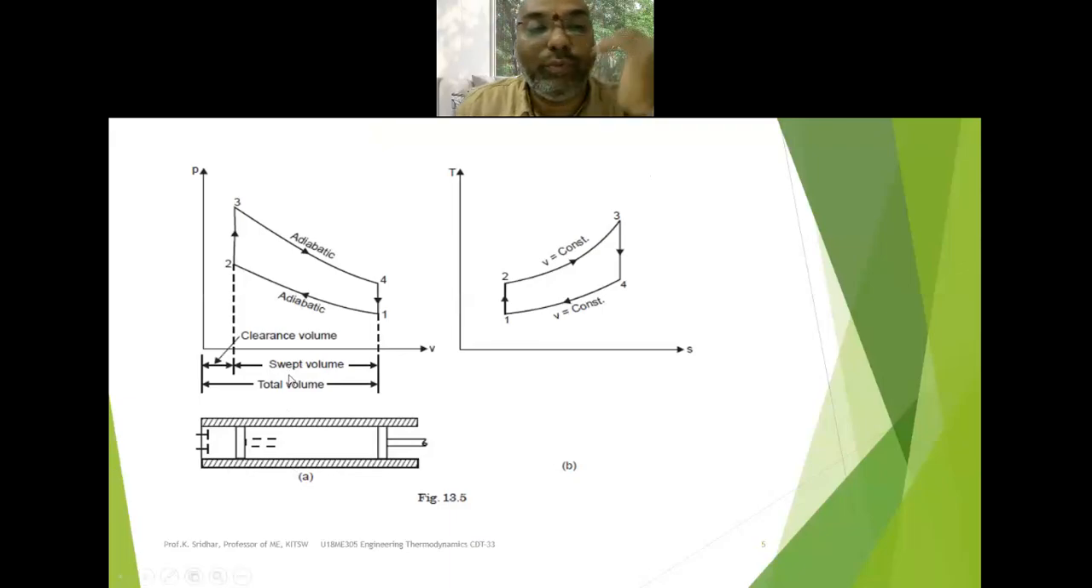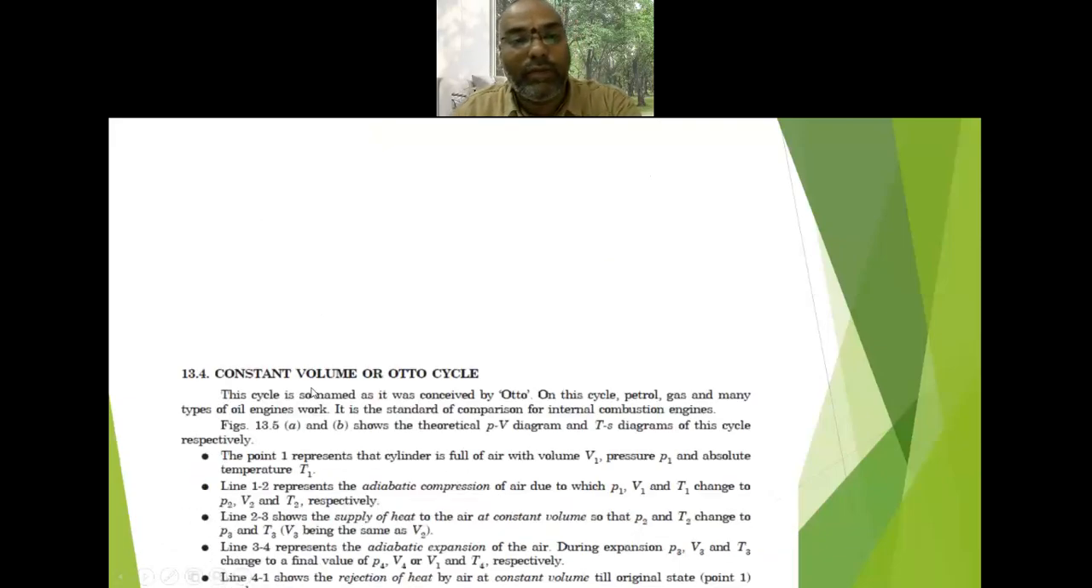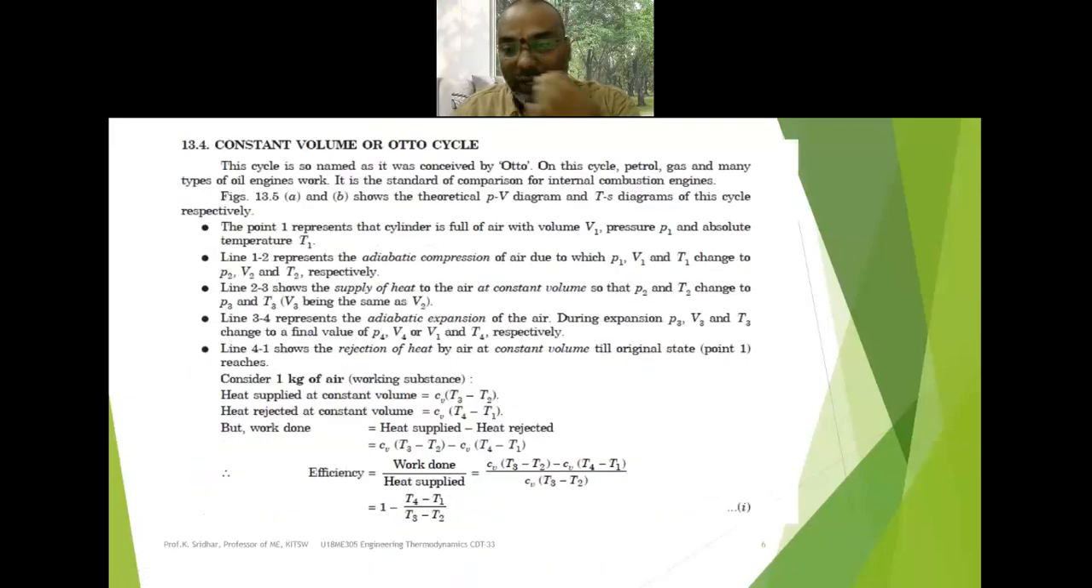Now how can you find the total volume? The total volume Vt is Vs plus Vc, that is, the swept volume plus the clearance volume is equivalent to the total volume. Like this we can represent the Otto cycle on the PV diagram as well as on the TS diagram.